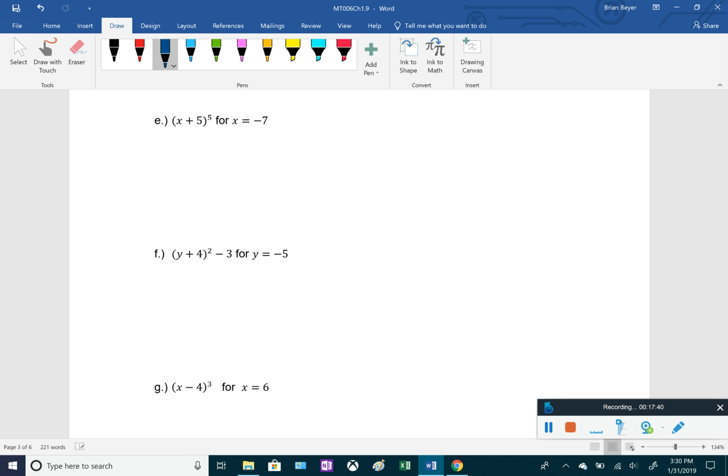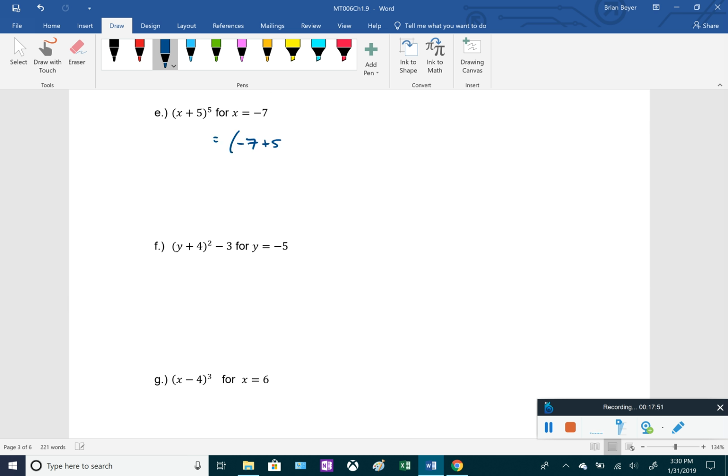They get a little bit more complicated for this last page here. I think it's the last page. We have (x plus 5) to the 5th for x equals negative 7. So plugging in a negative 7 into x, we get (negative 7 plus 5) to the 5th. Simplify what's inside the parentheses first. Negative 7 plus 5 is negative 2. Negative 2 to the 5th. So remember, that's an odd exponent. We know our answer is going to be negative. 2 to the 5th is 32, so this equals negative 32.